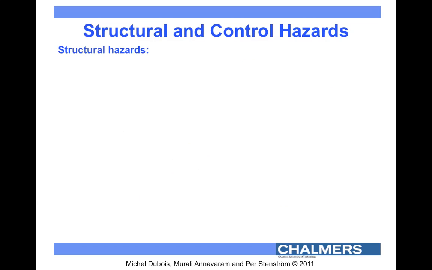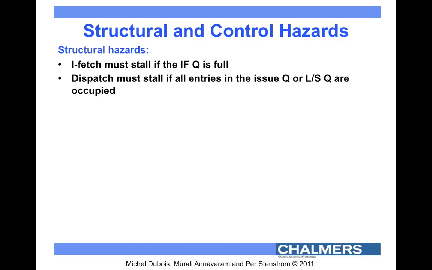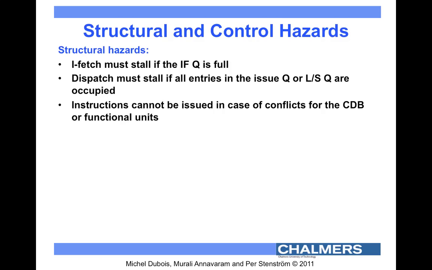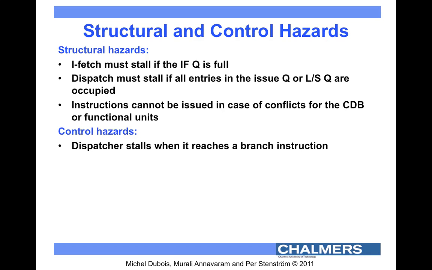Now, as far as structural hazards, it will simply be if the issue queue is full, then dispatch must stall if all entries in the issue queue or load store queue are occupied. And the instructions cannot be issued in case of conflicts for the common data bus or functional units. As far as control hazards, the dispatcher stalls when it reaches a branch.